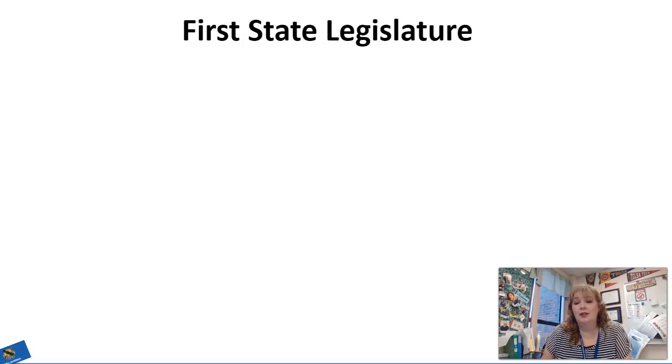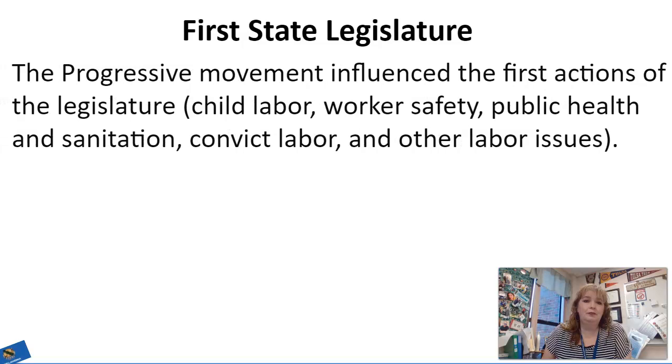By the way, we'll get to the 1920s in here, and in Oklahoma, we impeached several governors. The progressive movement influenced the first actions of our legislature. This is dealing with child labor, worker safety, public health, sanitation, convict labor, and other labor issues. The progressive movement was swiftly moving across the country, and this new state of Oklahoma was a great place to try out all these new acts, laws, and activities.